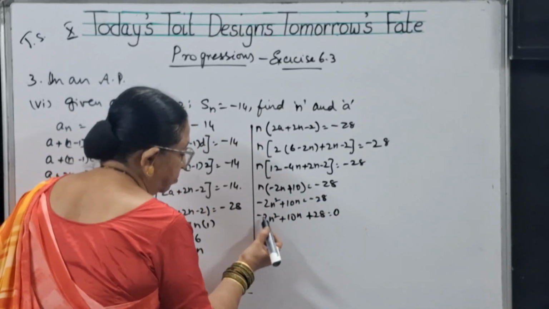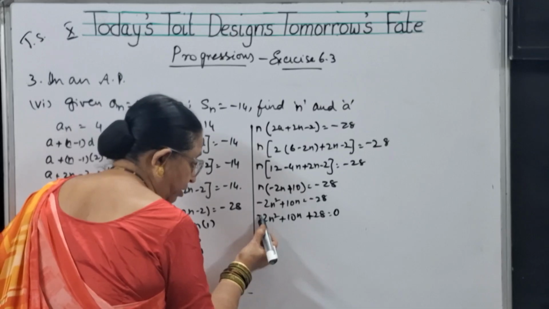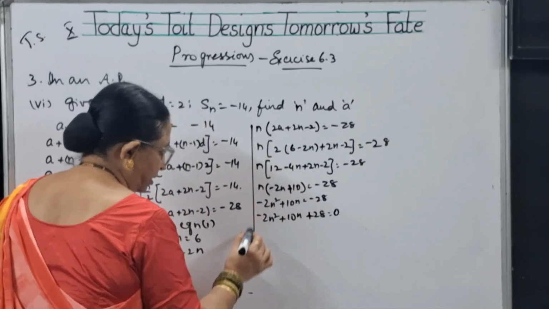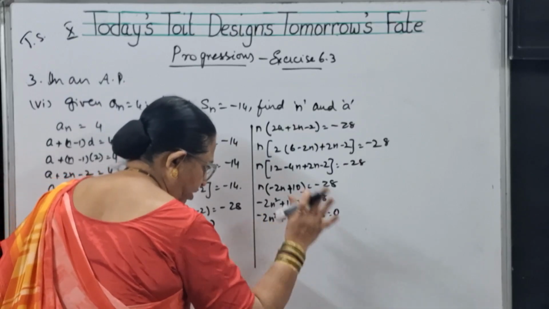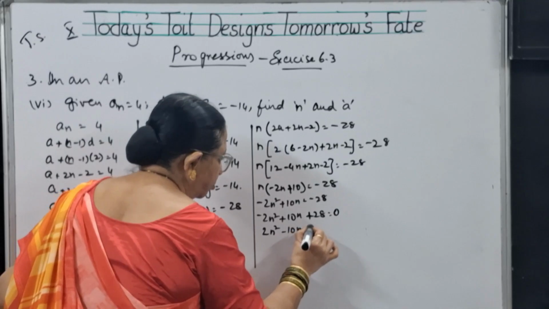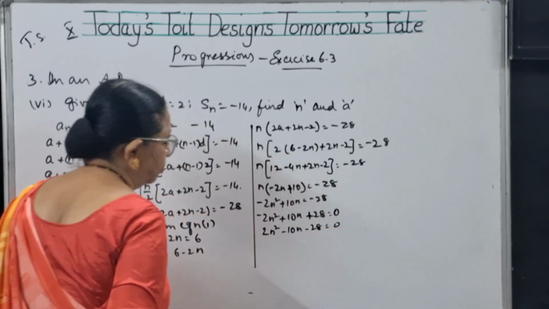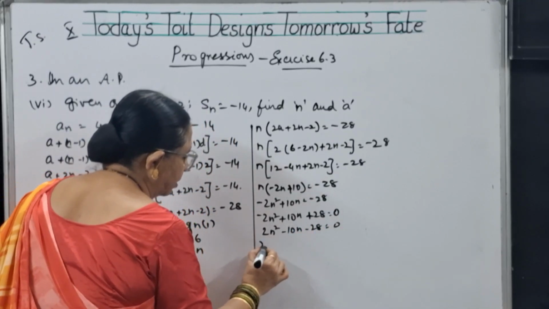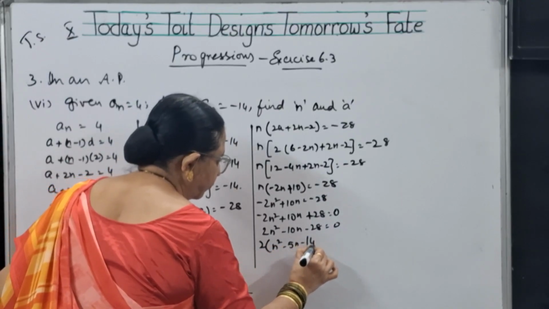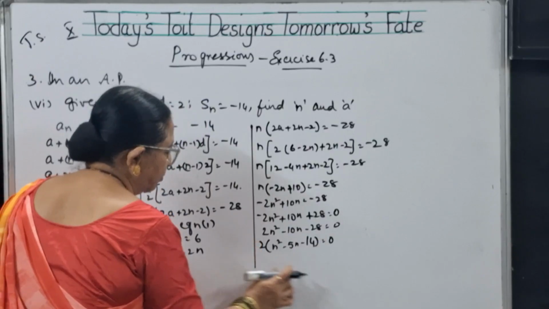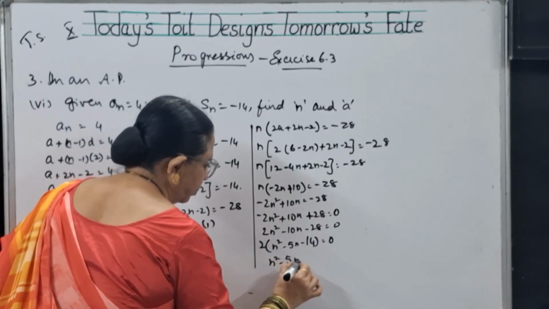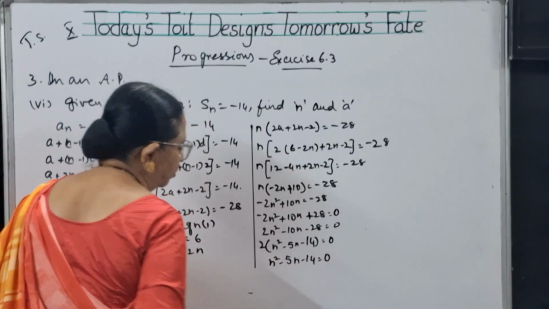So whatever change you are doing, it should be done for each and every term. So here, when I multiply by minus so that I can make it plus, I should multiply this also by minus, and this also by minus. So simply the signs will change. That means 2n square minus 10n minus 28 is equal to 0. So in all these cases, 2 is common. 2 into (n square minus 5n minus 14) is equal to 0. That means when I send the 2 to here, it is 0. That means I have got n square minus 5n minus 14 is equal to 0.